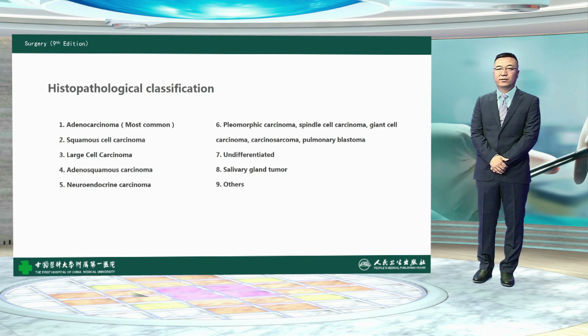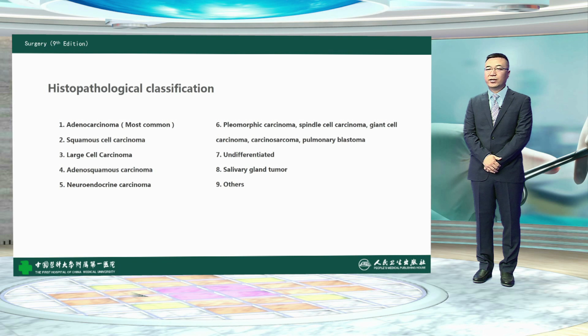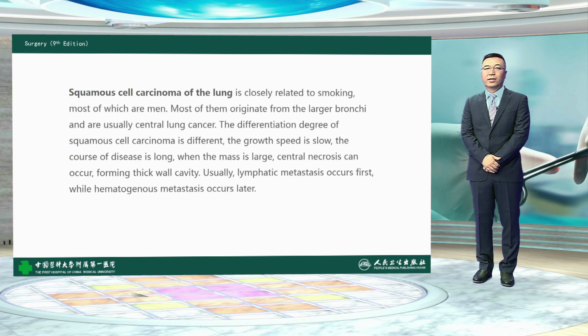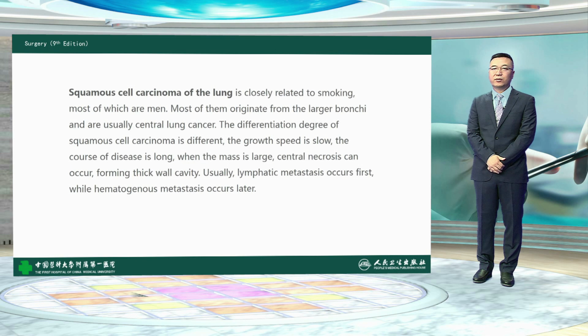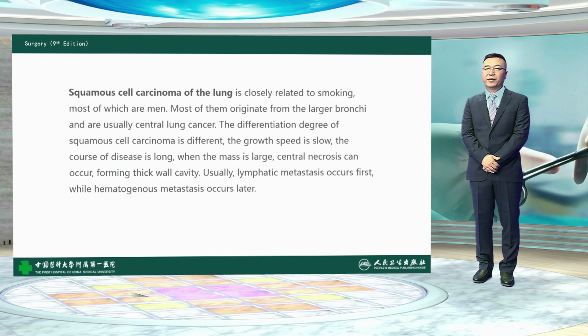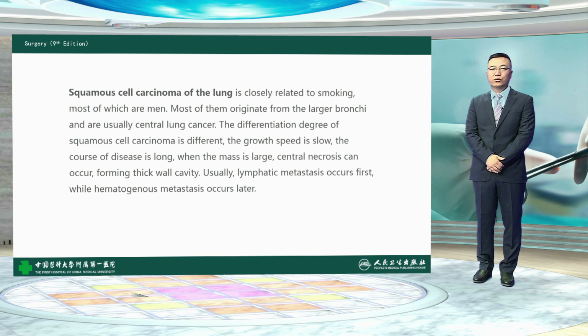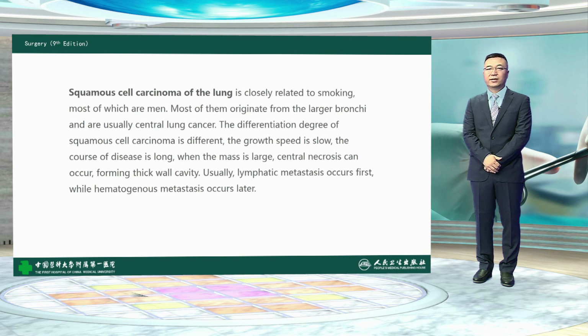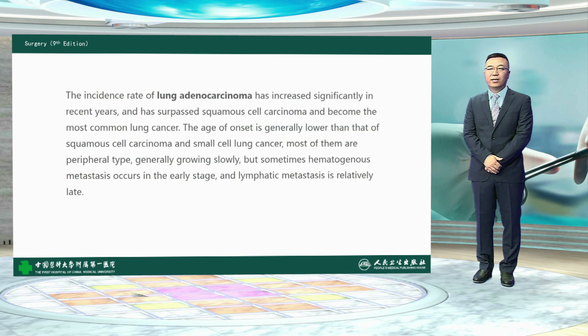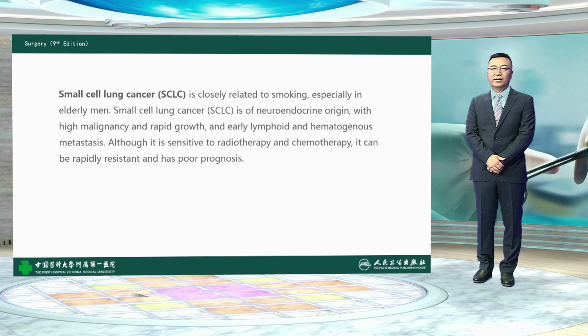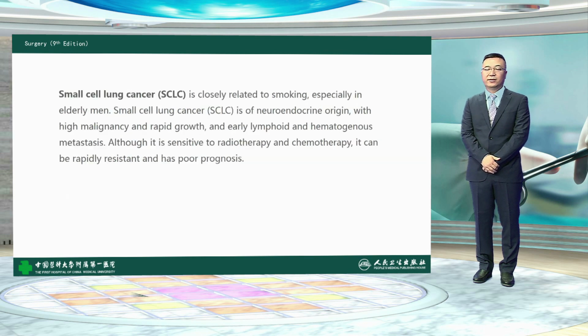Histopathological classification. Lung cancer can be divided into two categories, small cell lung cancer and non-small cell lung cancer. The main types of non-small cell lung cancer include adenocarcinoma, squamous cell carcinoma, and large cell carcinoma. Characteristics of different types of lung cancer. Please study this part by yourself after class. Squamous cell carcinoma of the lung, adenocarcinoma, and small cell lung cancer.